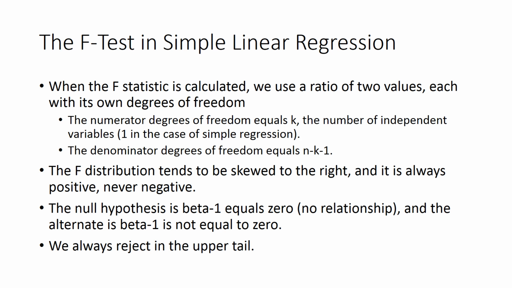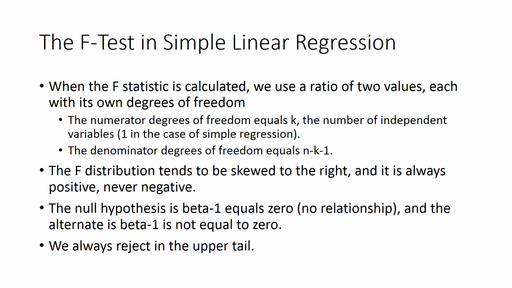When the F-statistic is calculated, we use a ratio of two values. Each value in the ratio has its own degrees of freedom. The numerator degrees of freedom equals k, which is the number of independent variables, 1 in the case of simple regression. The denominator degrees of freedom equals n minus k minus 1. The F-distribution tends to be skewed to the right and is always positive, never negative.